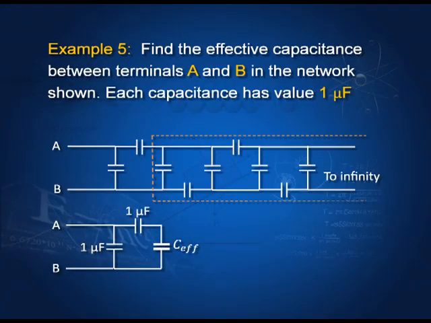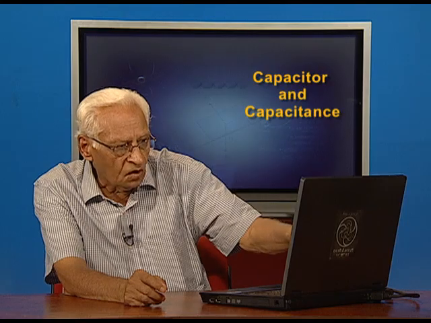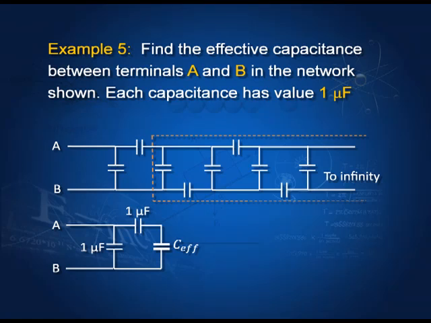Finally, we have this example. You see, this is an infinite arrangement of capacitors. Each capacitor is 1 microfarad. Now, if the arrangement is infinite, it is obvious that if I do not take this into account, it does not matter, because it is an infinite arrangement. If I take 1 out of 1 million, it does not matter. Therefore, all this arrangement has, let us say, the capacitance C effective.